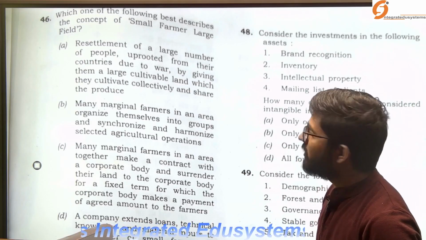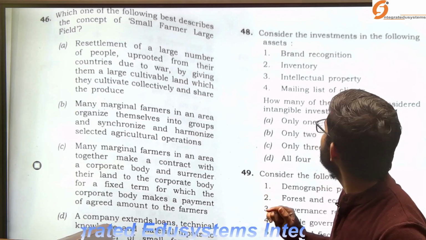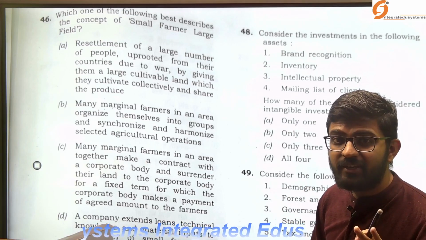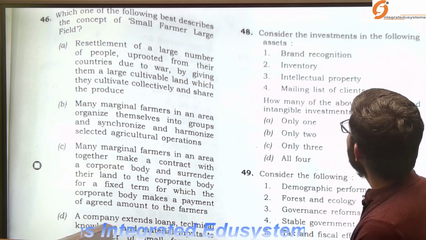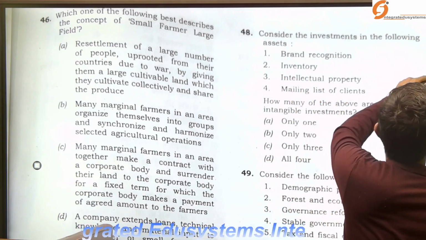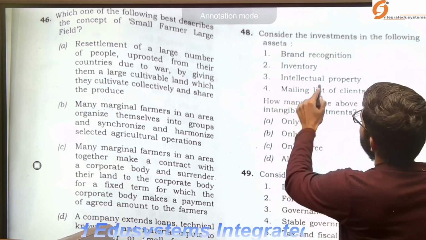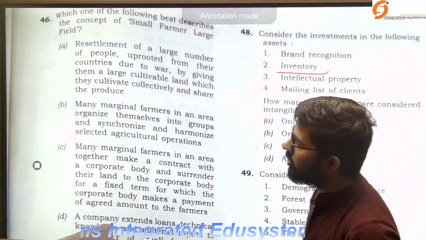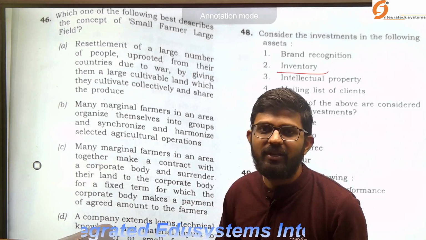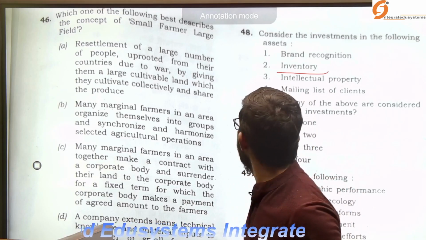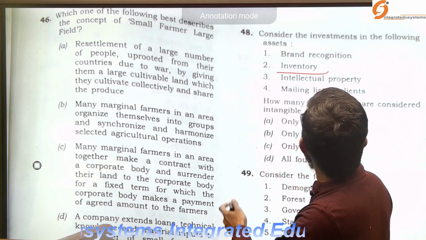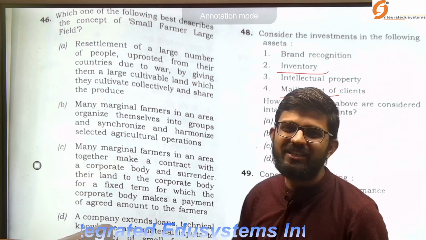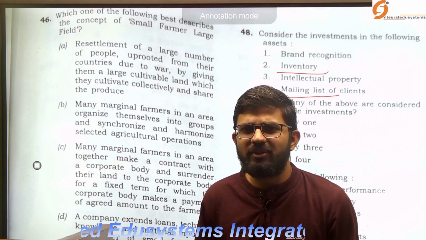Question 48. If you have basic knowledge, you will understand this. Consider the investment in the following assets. Can you see the inventory? See, inventory is physical, right? So it is a tangible investment, it cannot be intangible. Second, mailing list of clients. It is basic data that you have. That is a tangible thing.